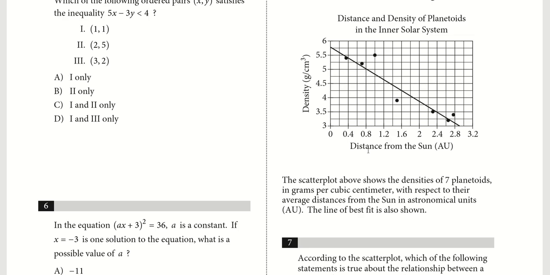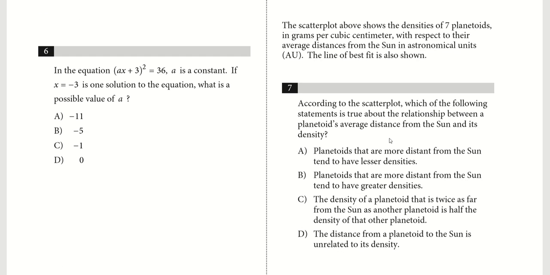Question 7 is referring to this graph right here, and let's see what it's actually asking. According to the scatter plot, which of the following statements is true about the relationships between a planetoid's average distance from the sun and its density?